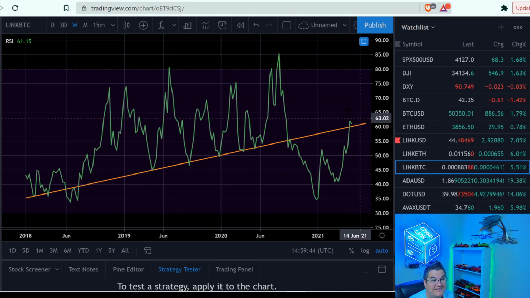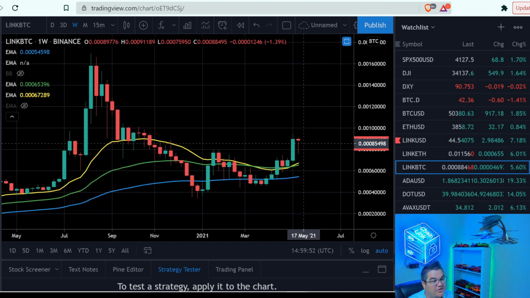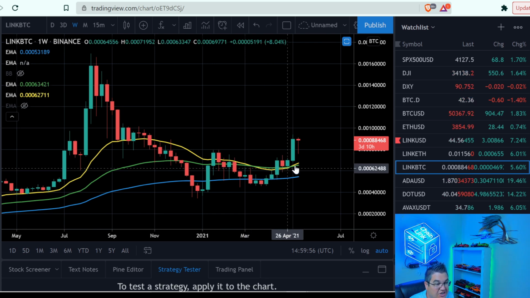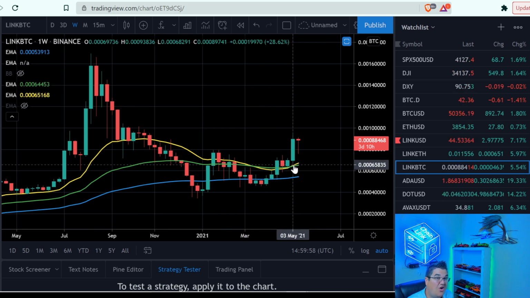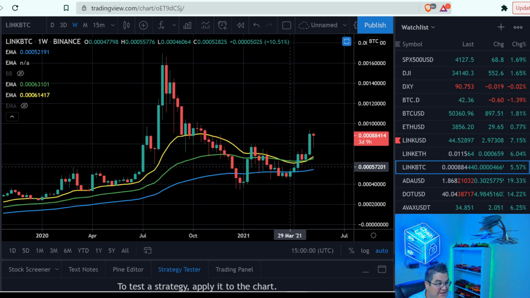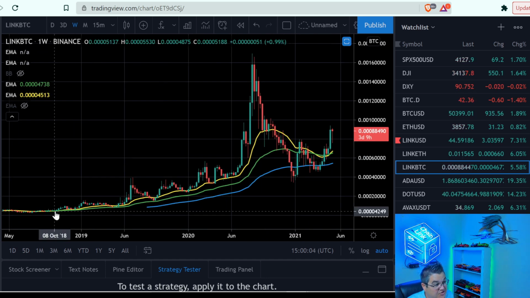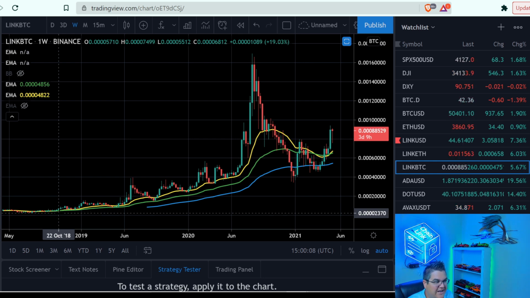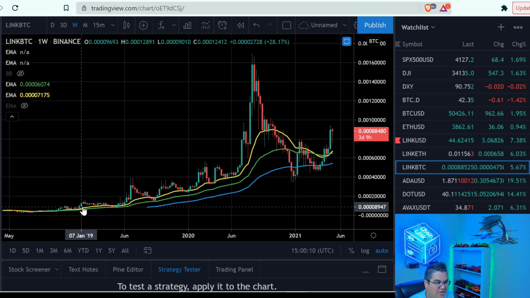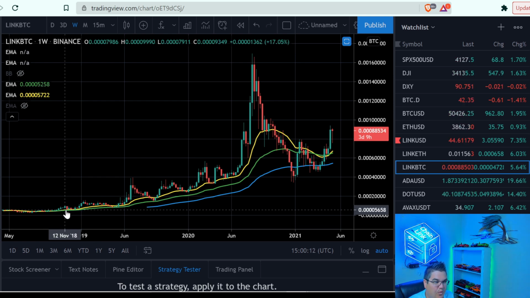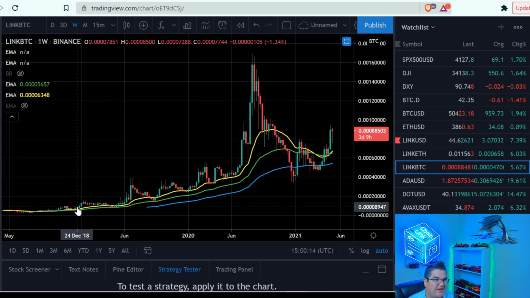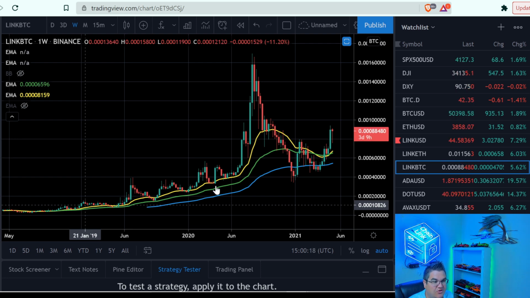Nice. How about Link Bitcoin on the regular chart with our moving averages? This is still a weekly. The 21 week just crossed our 50 week. Always a good sign. When's the last time it did that? I'm glad you asked. Just 2018. 2018 is the last time the yellow 21 week EMA on Link Bitcoin valuation on a weekly chart crossed up.